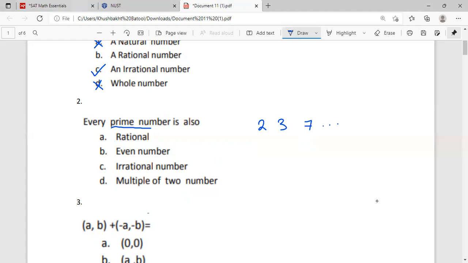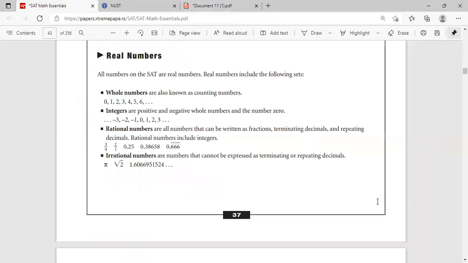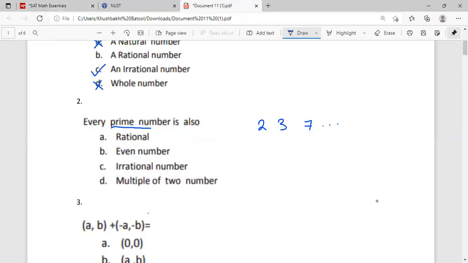And if we look at the definition, rational numbers are all numbers that can be written as fractions, terminating decimals, and repeating decimals. Rational numbers include integers. Okay, so clearly 2 is an integer and it is a rational number. And we are talking about prime numbers. 2 is a prime number. Every prime number is a positive integer, so it would be a rational number.